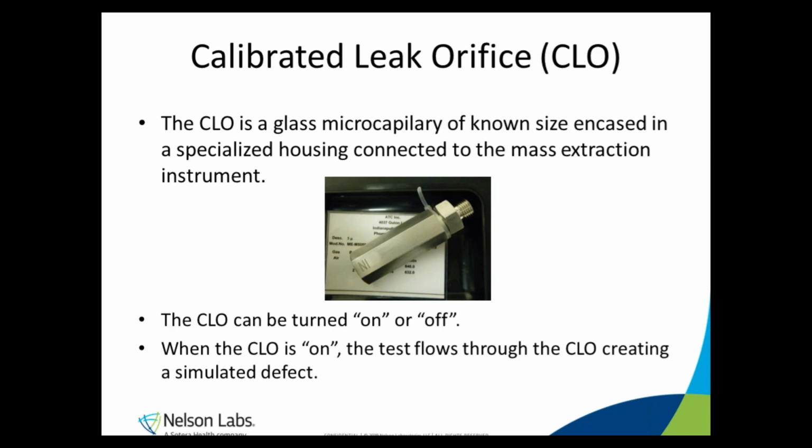The CLO is our positive control for the test, and we generate a CLO value by running the master with the CLO switch turned on. This is done with every test set that we do, so we have a flow rate for a defect of known size in this specific test system.